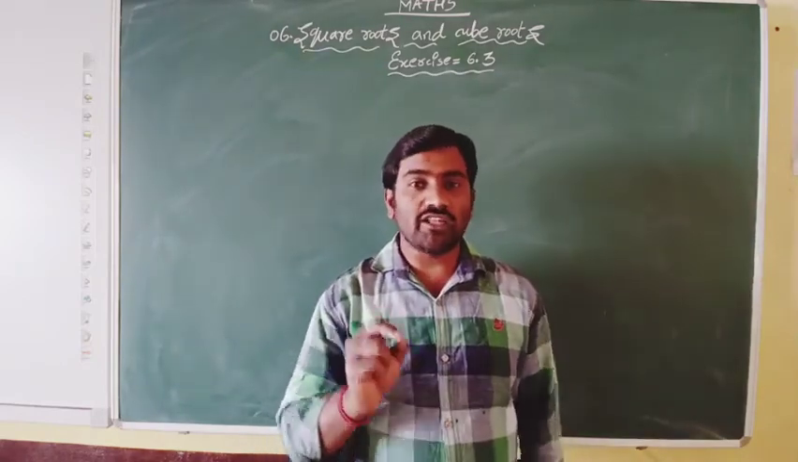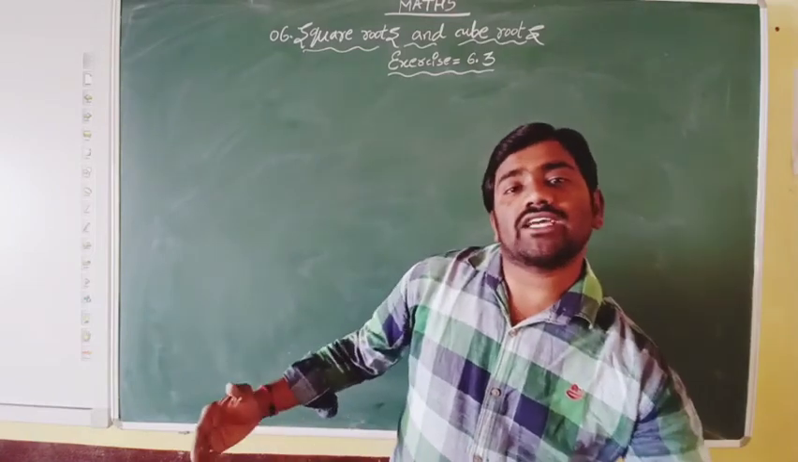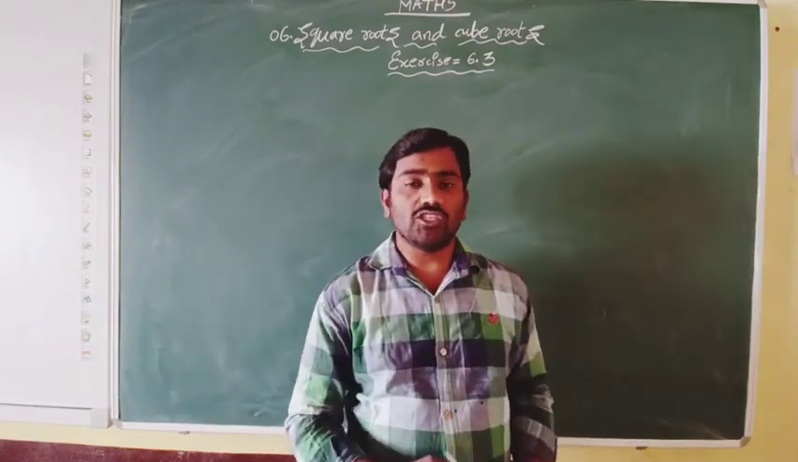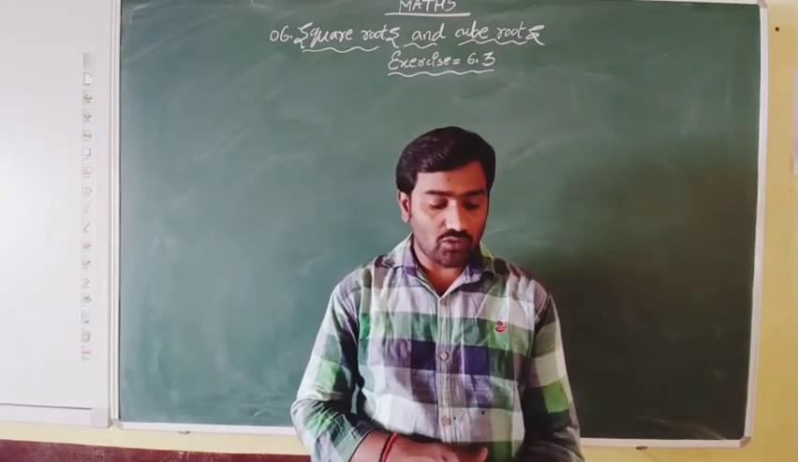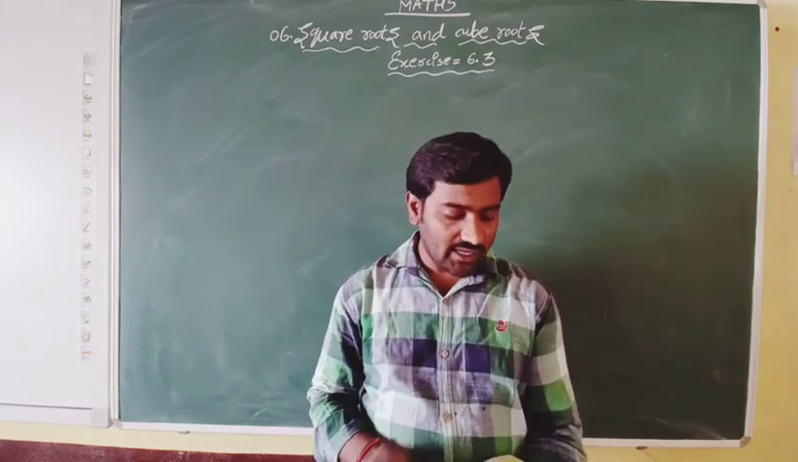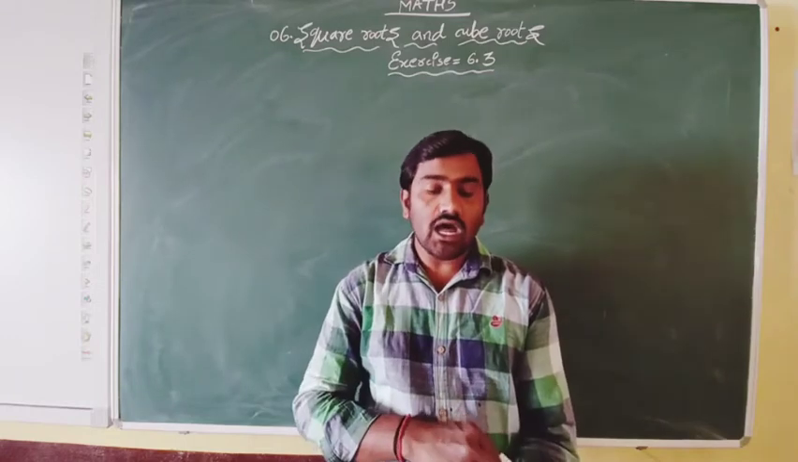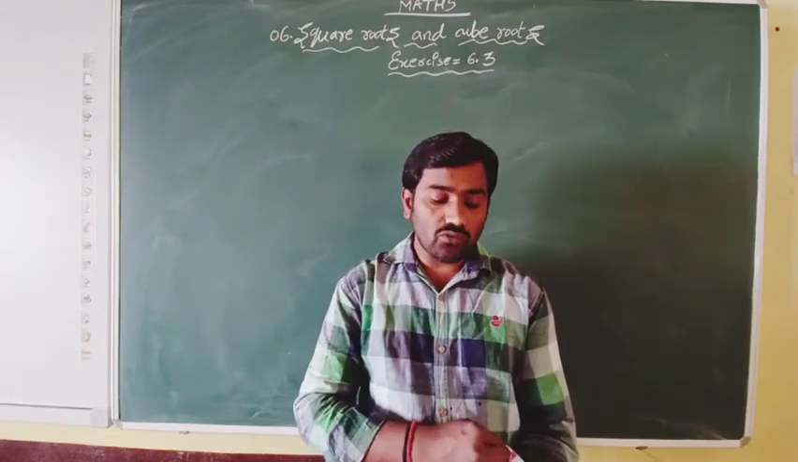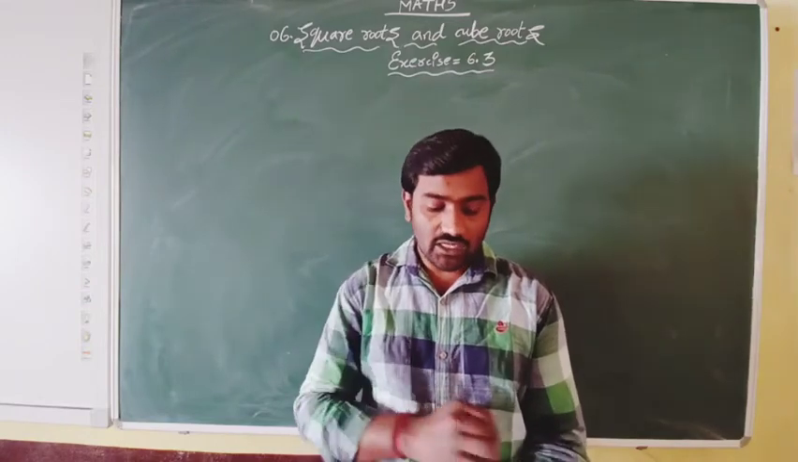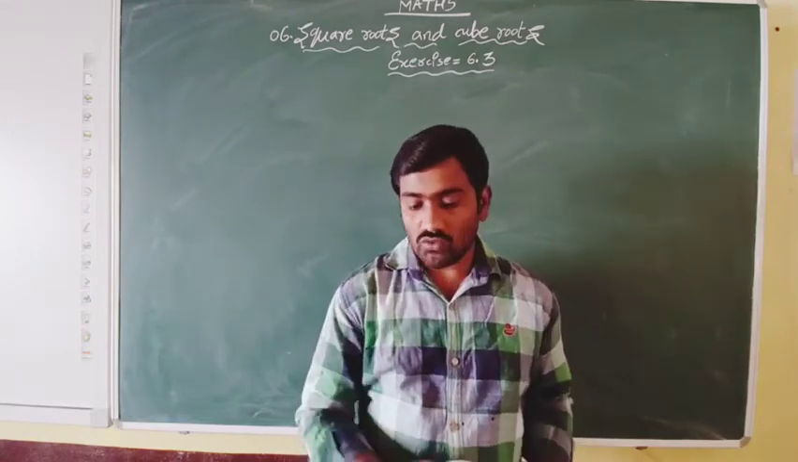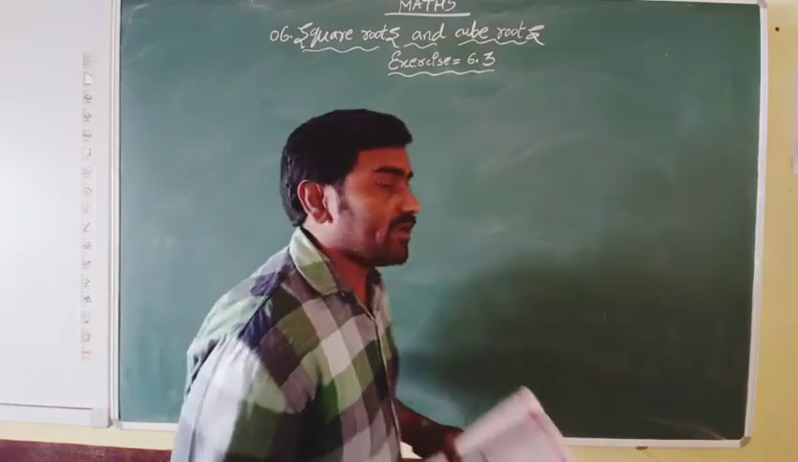In the two exercises before, 6.1 and 6.2, we have learned about squares and their square roots. So in this exercise 6.3, we are going to learn how to find the square root of a number by the division method. This division method is very helpful further on also. So let us learn that one bit by bit.